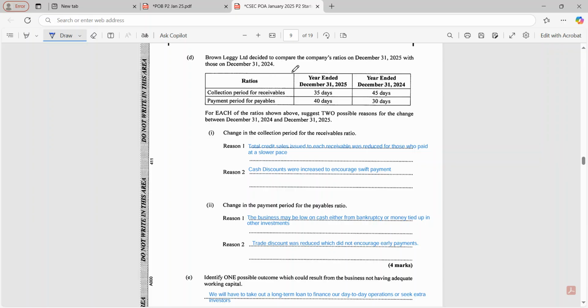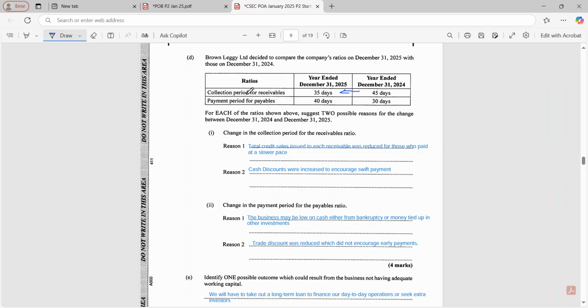So let us look at them. Collection period for the receivables at the year ended 2025 was 35 days. For 2024, we had 45 days. What do you see? Do you see an increase or a decrease? They did this to confuse you. Remember which year comes first. 2024 came first, 2025 came second. So in this case, it is a decrease, because we went from 45 days to 35 days.